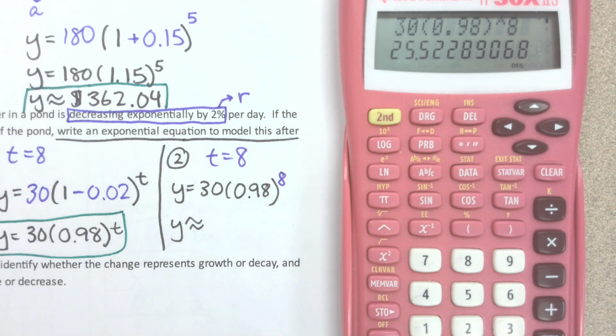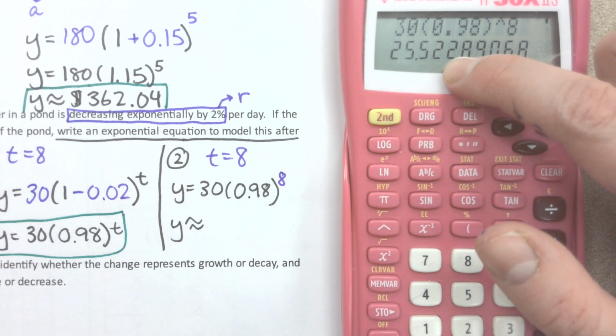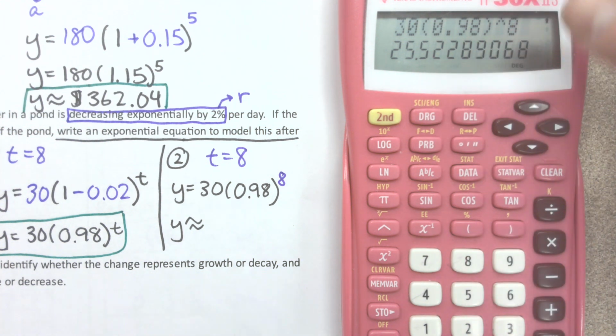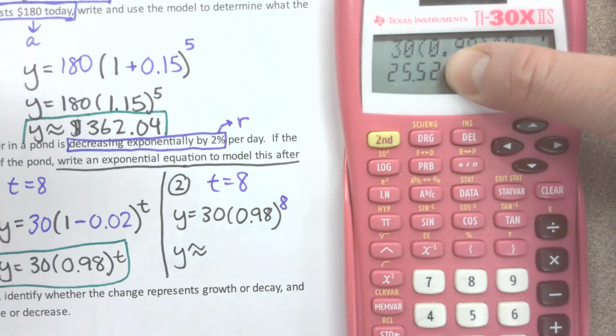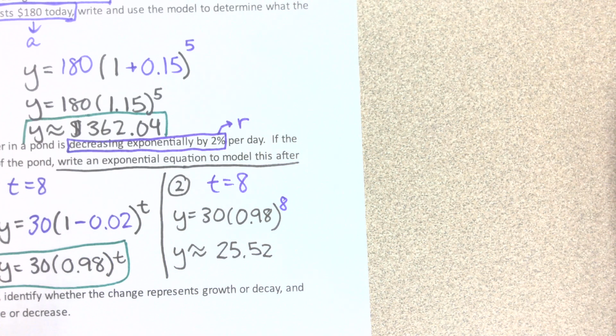30 times 0.98 to the 8th power, rounding to 2 places. 52, and then we're followed by a 2. The 2 is not large enough to bump this up, so we will not round it up. It's just 25.52, and this is feet.